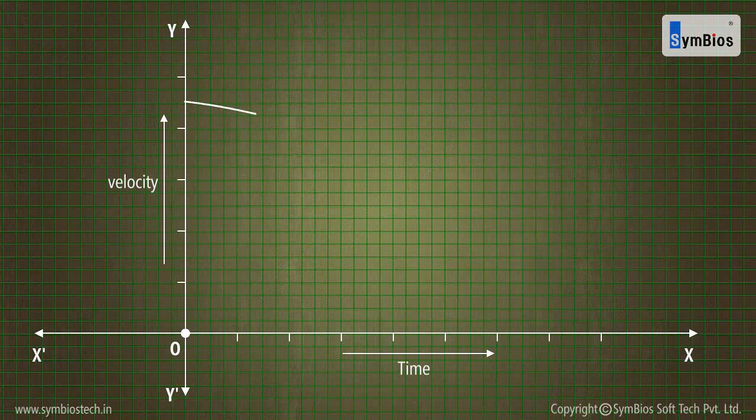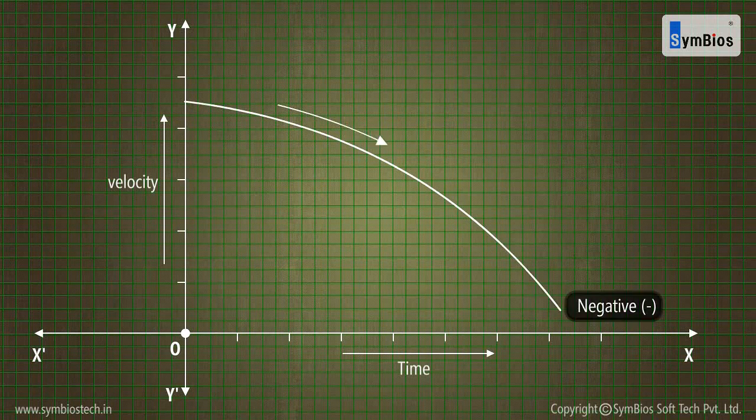When the velocity of a body decreases non-uniformly, the velocity time graph is a curve moving downwards. The slope of the curve is negative and decreases with time.